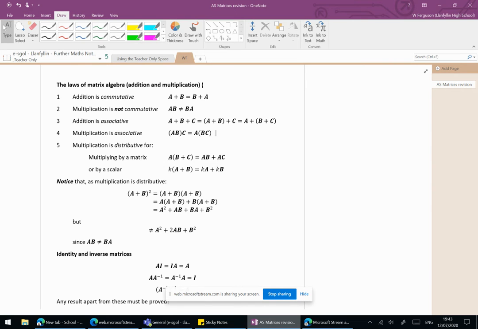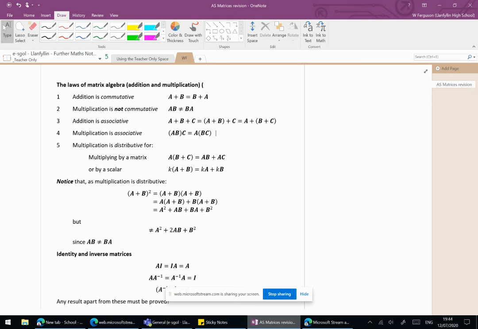So the very first one there, addition being commutative, very much like real numbers. It doesn't matter which order you add real numbers together. In the same way, it doesn't matter which order you add together matrices, assuming that you can do it at all. And that's going to be an underlying assumption for all of these things. If we can do the result, then this is the rule about how we need to apply it.